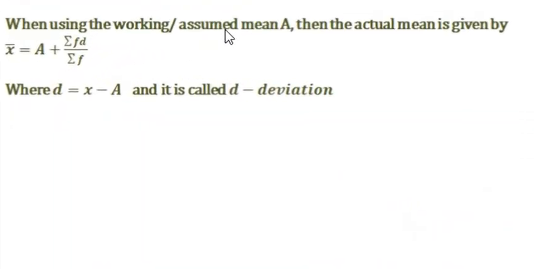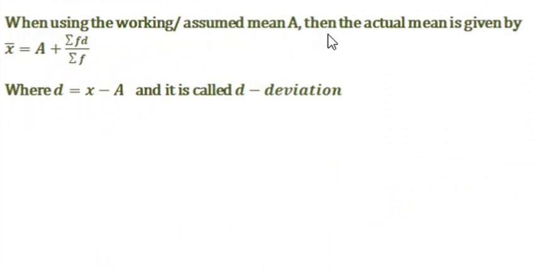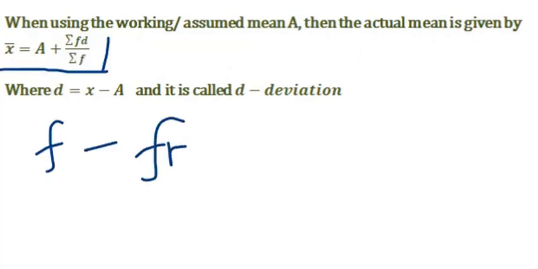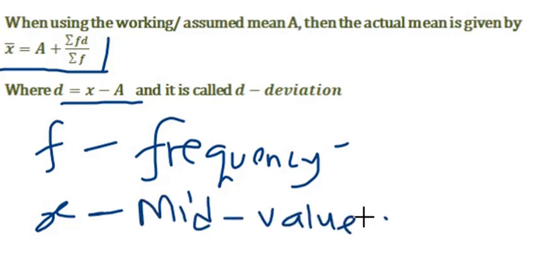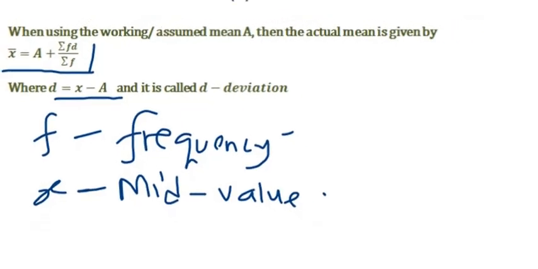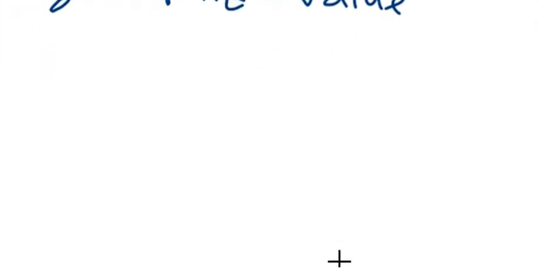When you're using the working mean, also known as the assumed mean, capital A, then the actual mean is given by the formula, this here, where small f is the frequency, and d is the deviation, given as x minus a, where x here is the class mark or the mid value, can be the mid length, mid mark, and so forth. Alright, so we can now start with an example to guide us on how to find the actual mean when you're given the assumed or the working mean.